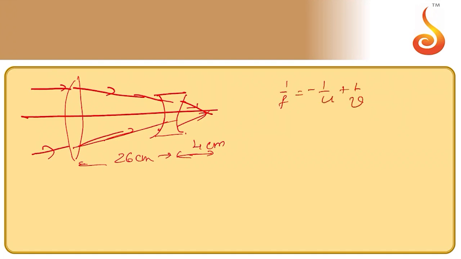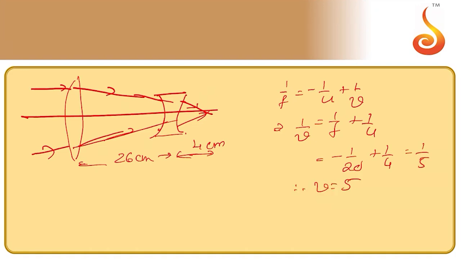Similarly, here, and this is 26 centimeter and this is 4 centimeter, right? So, I will write 1 by f is equal to minus 1 by u plus 1 by v. That gives me 1 by v is equal to 1 by f plus 1 by u, minus 1 by 20 plus 1 by 4 gives me 1 by 5. Therefore, v is equal to 5.